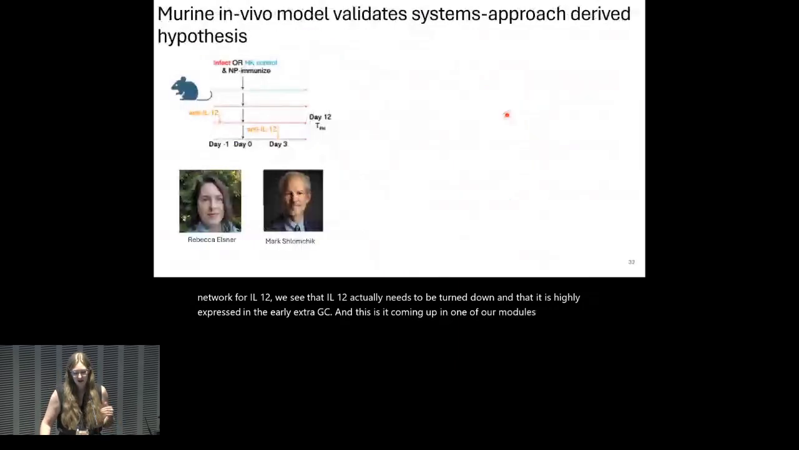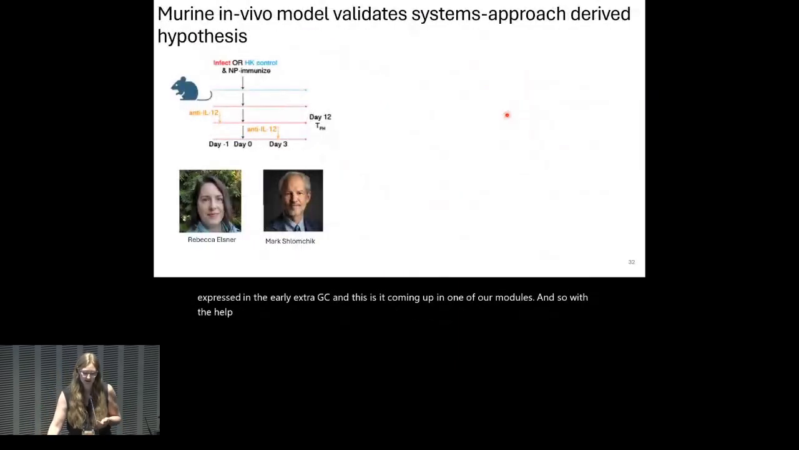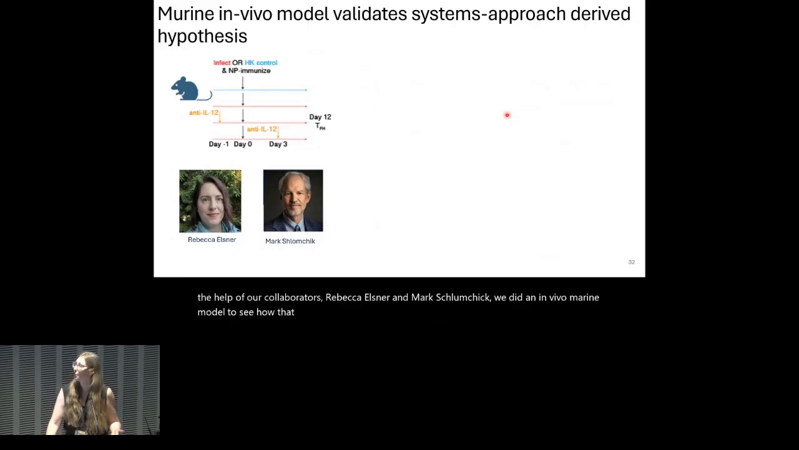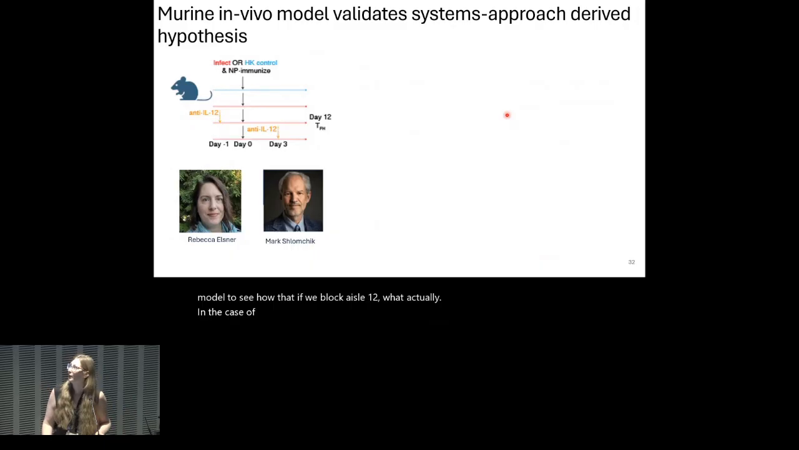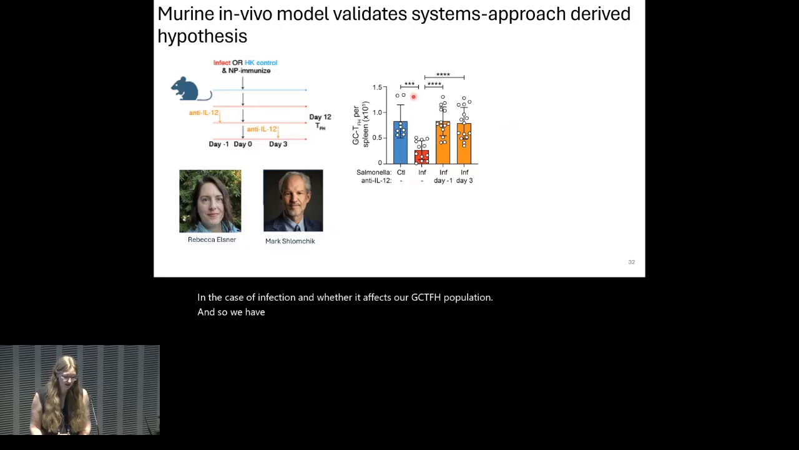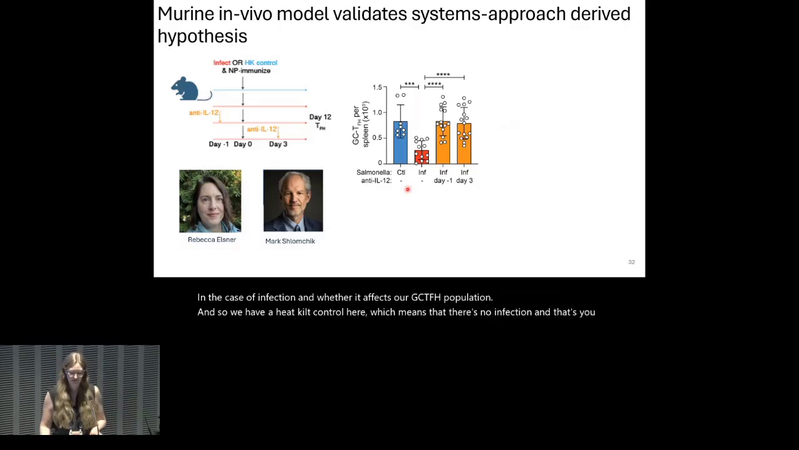And so with the help of our collaborators, Rebecca Elsner and Mark Schlomchik, we did an in vivo murine model to see how that, if we block IL-12, what actually happens in the case of infection, and whether it affects our GC-TFH population. And so we have a heat-killed control here, which means that there's no infection, and that's the normal number of TFH cells.